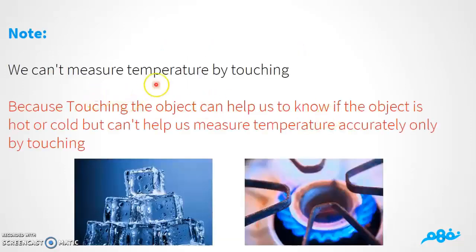So, can we measure temperature by just touching? Actually, we cannot do that, because touching the object can help us to know if the object is hot or cold. We can say that this is cold or this is hot just by touching. But we cannot measure temperature accurately only by touching. We can only say that this object is hot or cold, right? But we cannot say that this is like 30 Celsius or 40 Celsius, etc.